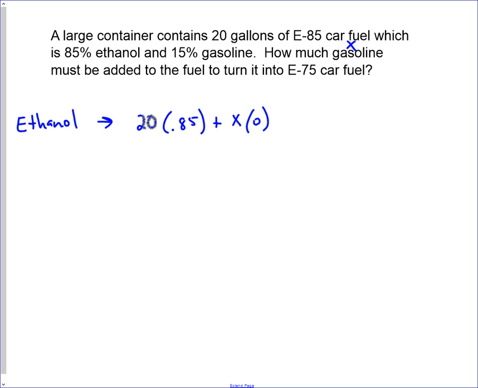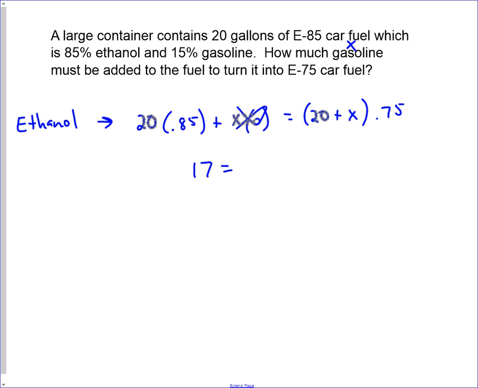And then the amount that we end up with is the amount of fuel, which is the original 20 gallons plus these X gallons of gas that we're adding. And that's going to have a 75% ethanol solution, so this is going to be times 0.75. Now when we solve this, this goes away because X times 0 is 0. And so you just do 20 times 0.85, which is 17.